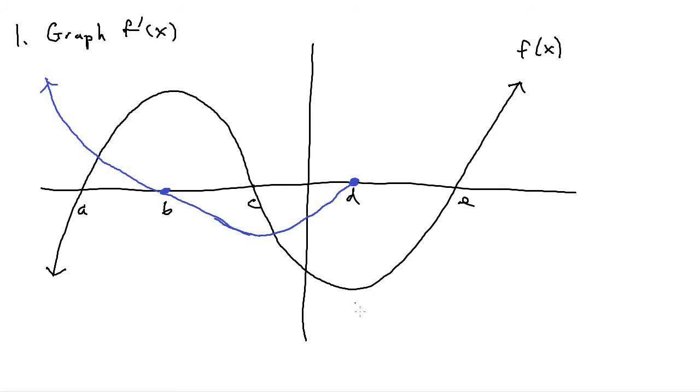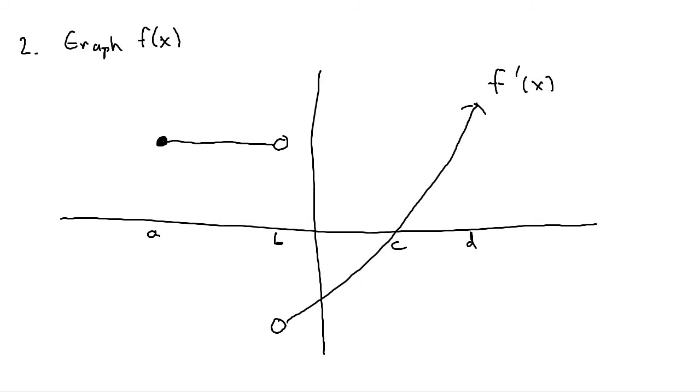And then from point D to point E, the graph is increasing once again, so the derivative will be above the x-axis. And the slope as well is increasing, so it'll get bigger and bigger. So it looks something like this. And keep in mind that these don't have to be exact, but it gives a pretty good representation of what the derivative should look like.